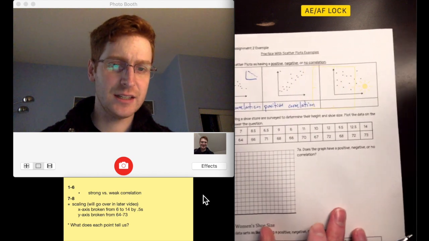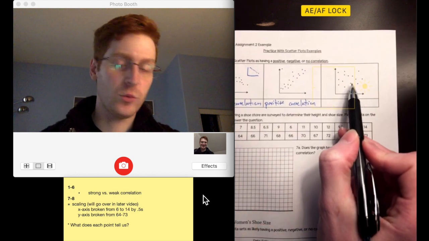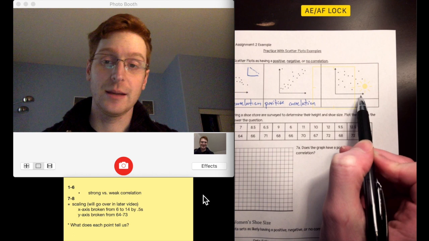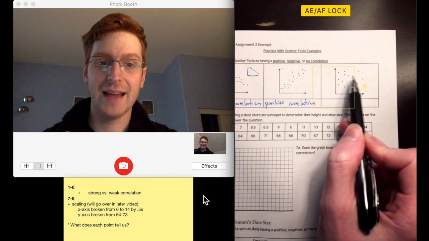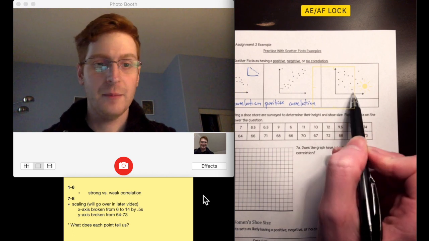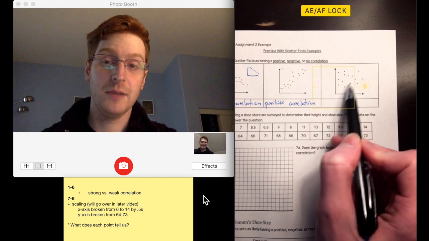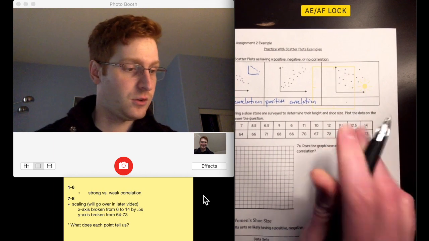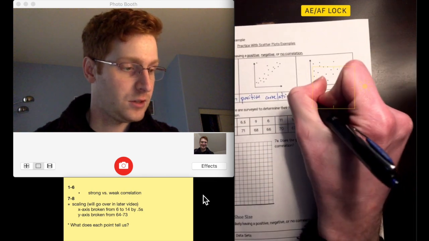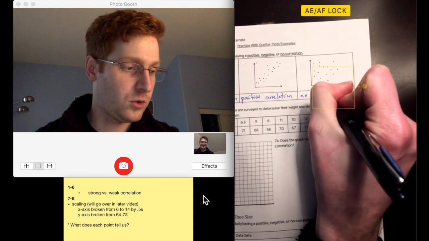And lastly, we've got this scatter plot here where if we had axis labels, we might know something about the data, about specific points, but in general we can't say that there's any correlation because it doesn't look like this is making a line anywhere. So we could say that this one has no correlation.